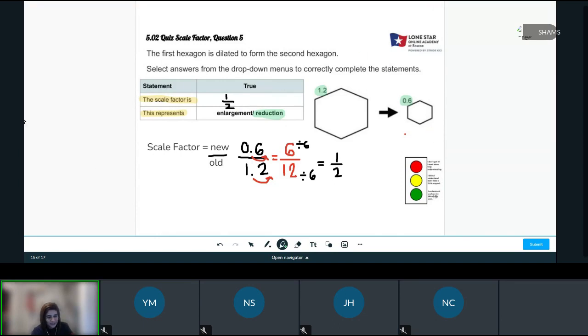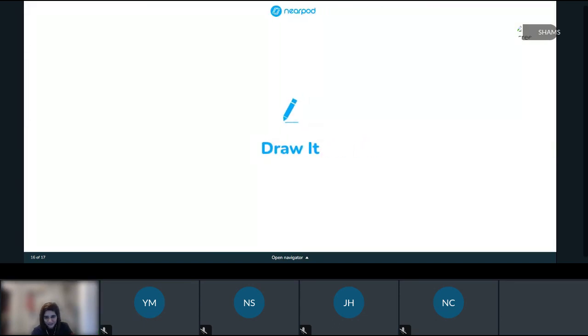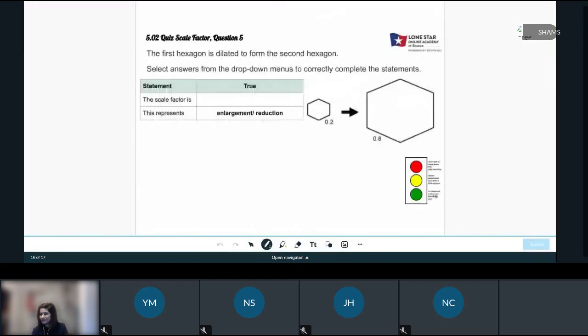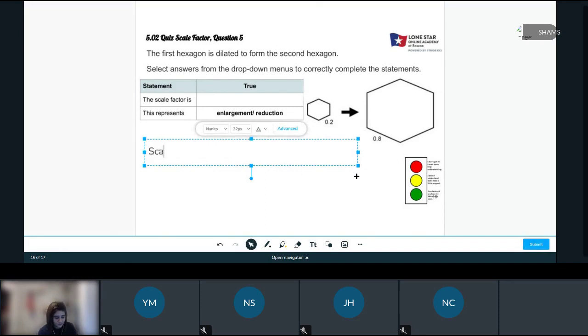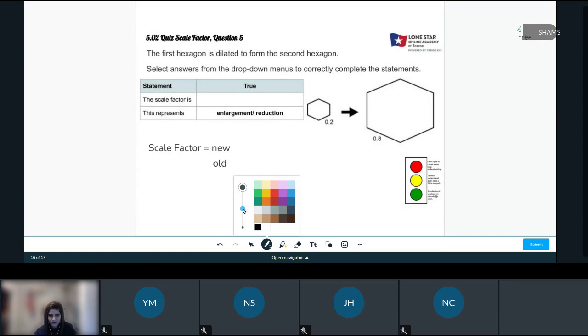Let's move on to the second variety of question 5. So we again want to find the scale factor. We also want to find if it's a reduction or enlargement. Let's find scale factor first. Scale factor is always the ratio of new to old. Don't ever be confused about it. As a fraction or as a ratio.